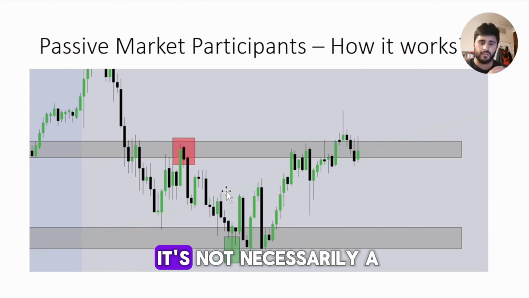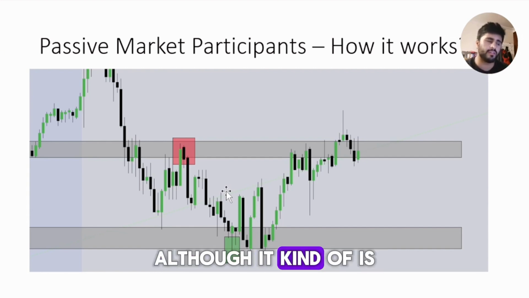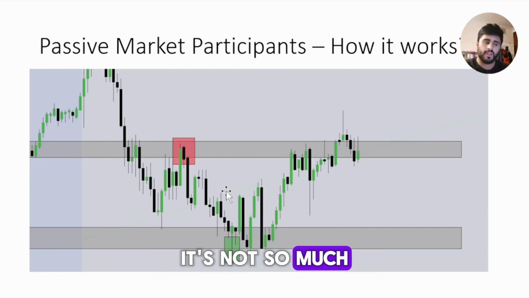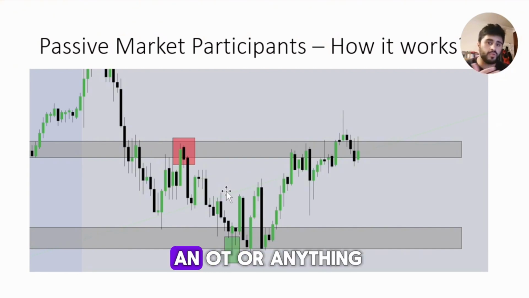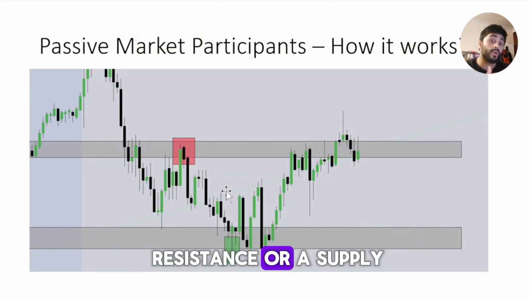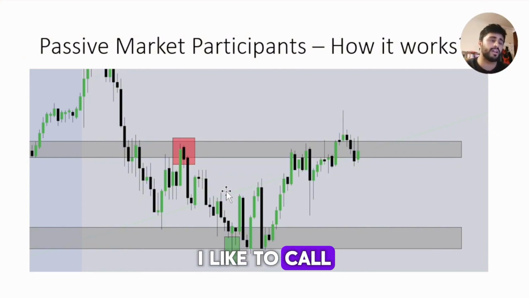It's not a breaker, it's not necessarily a fair value gap, although it kind of is. It's not so much a 2022 model or an OTE or anything like this. It is essentially a resistance or a supply area in the market, right? I like to call it a supply.